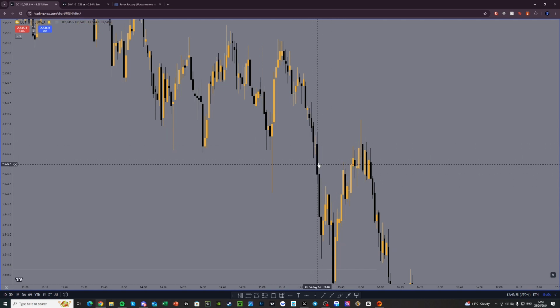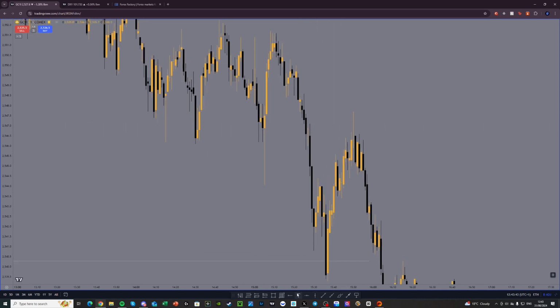So we've already touched this imbalance, so we're not looking for this. The next two untouched PD arrays we have is this volume imbalance and this level of buy side liquidity, this swing high. So I don't think I had this labeled at the start, but we're aiming for this and ultimately this. So this is where our profit is set.